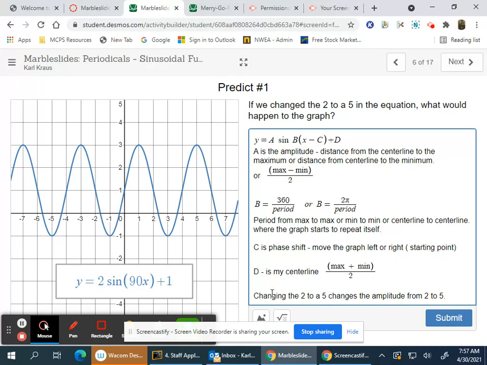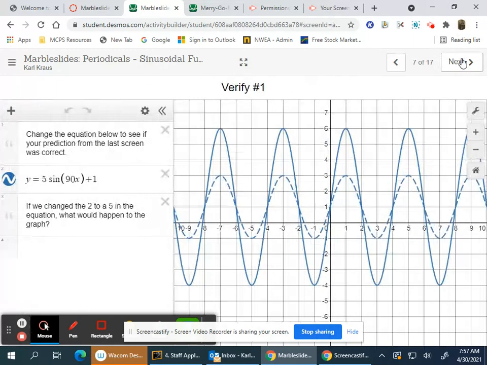So what happens if I change this 2 to a 5? Changing 2 to a 5 changes the amplitude from 2 to 5. So if I was to describe the transformation, it is a vertical stretch or dilation with respect to the x-axis. Let's go to the next slide. I want you to go ahead and do that.